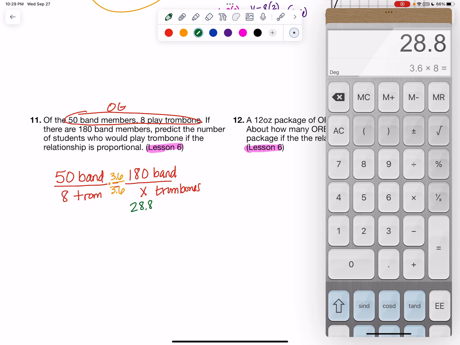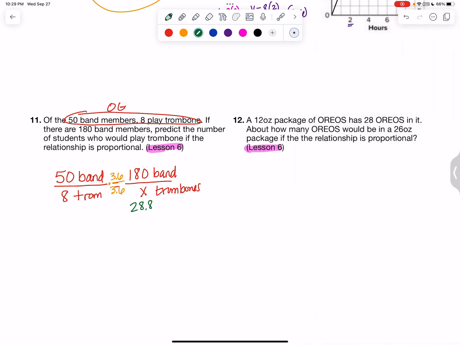28.8 trombones. Okay, which we can't really have 28.8 trombones, and so if we had 180 band members, we would have to say we would have about 29 trombones, okay? Because these are really people and we can't commit a crime here, okay? So that ends up being our answer, okay?